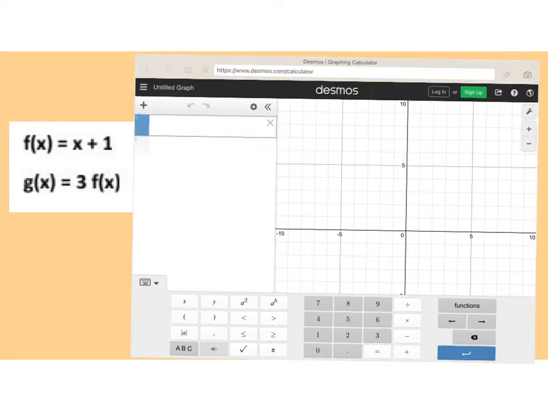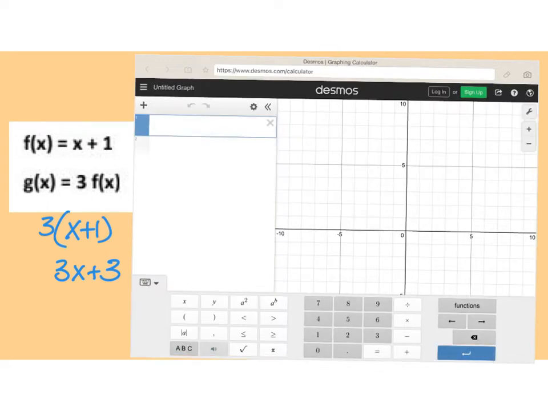So this is a similar situation. In this case, we would take f of x and we would multiply it times 3. So let's see what that would look like as a new equation. So we would take f of x, which is x plus 1, and we would multiply the whole thing times 3. So then we would end up with 3x plus 3. And it's exactly what you think it would be. When you multiply it times 3, it's going to get stretched because it's getting bigger.